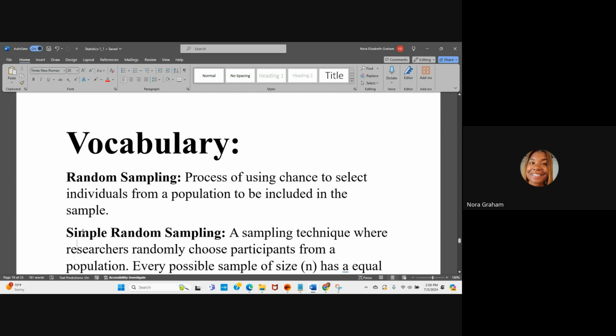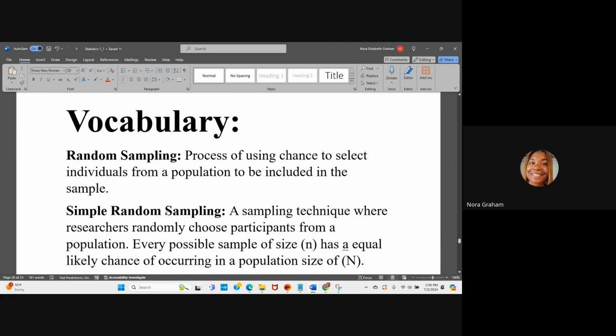So let's look at the second vocab word. This is going to be simple random sampling. It's a sampling technique where researchers randomly choose participants from a population, and every possible sample of size n has an equally likely chance of occurring in a population of size capital N.